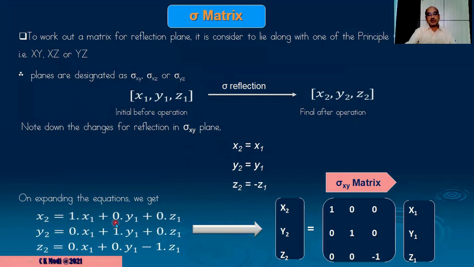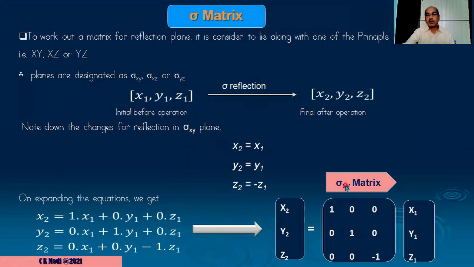Therefore x2 = 1 x1 + 0 y1 + 0 z1. In the same way, y2 = 0 x1 + 1 y1 + 0 z1. However, z2 is equal to minus z1, so z2 = 0 x1 + 0 y1 minus z1. Therefore the sigma xy matrix value is 1 0 0, 0 1 0, 0 0 minus 1.